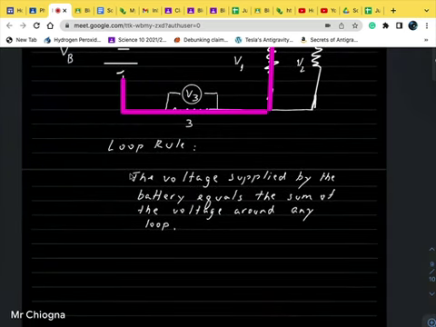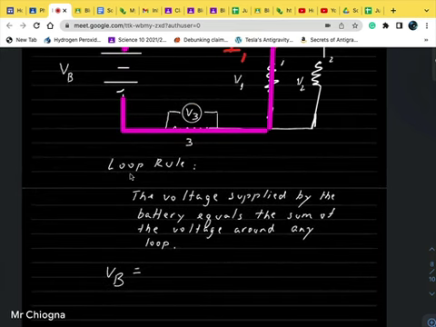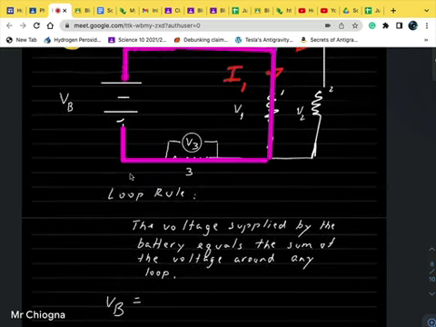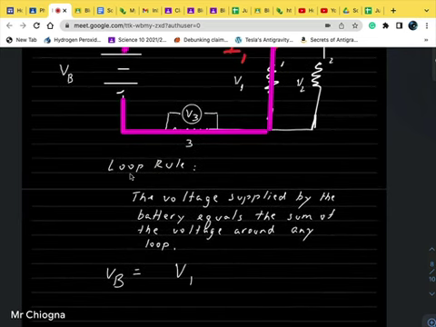Well, we know that the loop rule says, and this is now going to be expressed mathematically, that the voltage coming out of the battery, which is the voltage supplied, the energy given by the battery, is equal to the sum of the voltages around any loop. What are the voltages around this first pink loop? V1 and V3. What does the loop rule say we have to do? It says we have to take the sum. We have to add them.